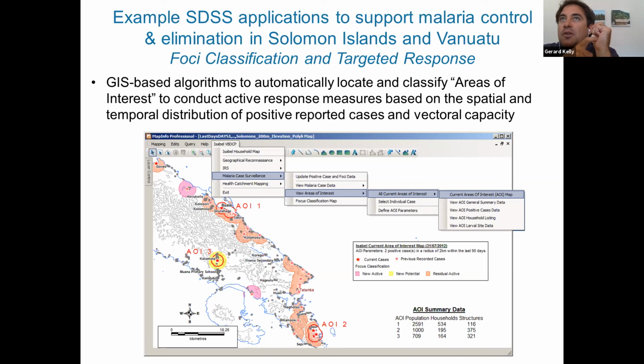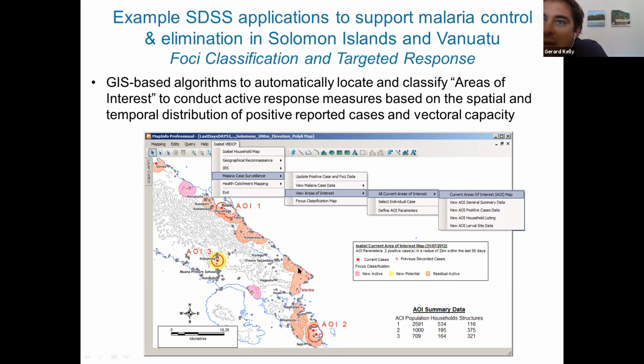Basically, this was a combination of the spatial and temporal distribution of positively recorded malaria cases in conjunction with key vectoral surveillance data, which included vectoral capacity. And so if the mosquito, the vector, is there, the potential densities, known breeding sites, mixed in with things along the lines of seasonal weather patterns and things along those lines, we can use that to create an algorithm to define what we would call a transmission foci.